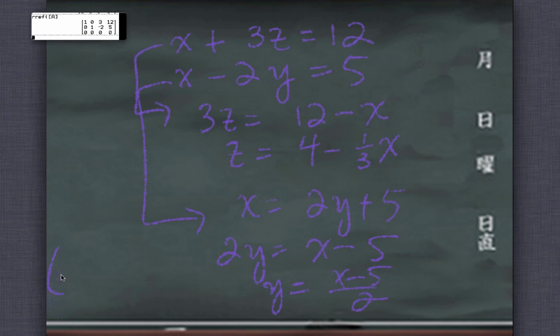So the solution set would be x, y, z. So you always just leave the first one, let it be itself, and write everything else in terms of it.